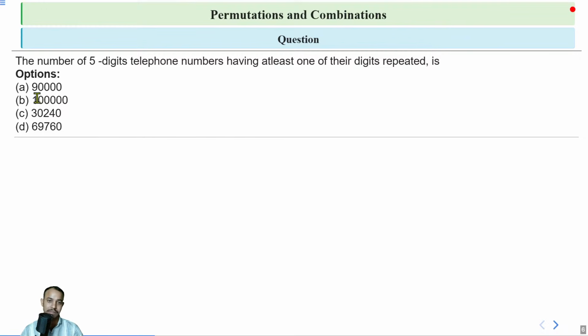So what do you have? In option A you have 90,000. In option B you have 1 lakh. In option C you have 30,240. In option D you have 69,760. Which option is correct among these 4 options? Please write your answer in the chat section.